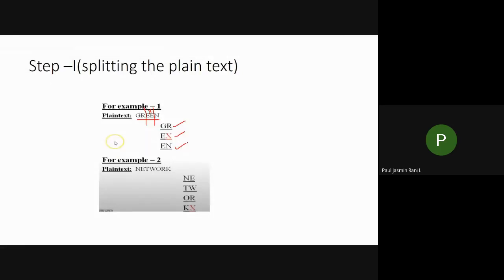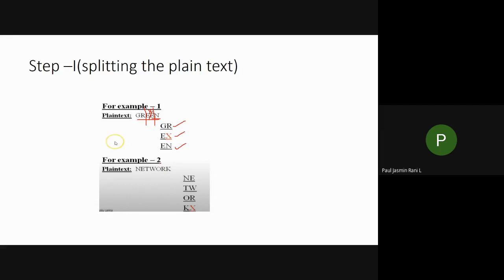Whenever plain text is given to you, first you have to split it into pairs. While splitting, when you have repeated alphabets, you have to put X between the two alphabets, then continue your splitting. When you put X between them, you get EX, which is one pair, then EN is another pair. So like this you have to split.